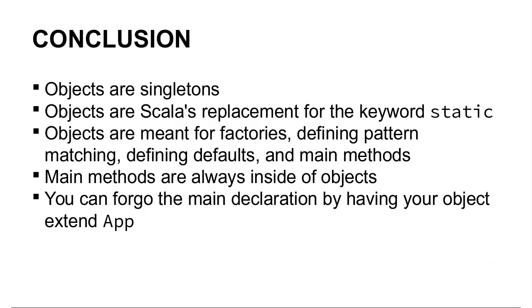Objects are Scala's replacement for static. Objects are typically meant for factories, utilities, defining pattern matching, defining defaults, and for creating main methods. Main methods are inside of objects, always. And that's because objects represent what used to be represented as static in Java. You can forego the main method declaration and have your object extend scala.App.